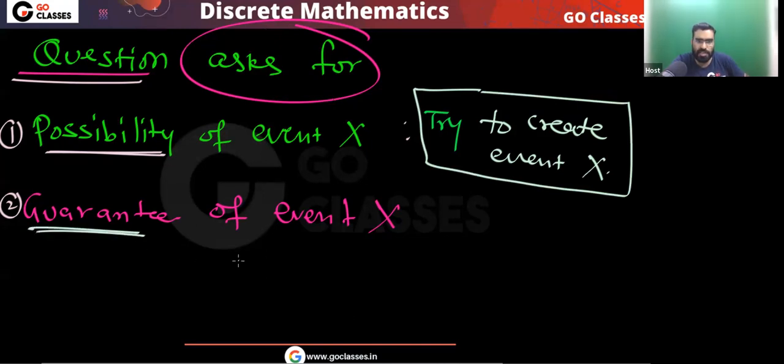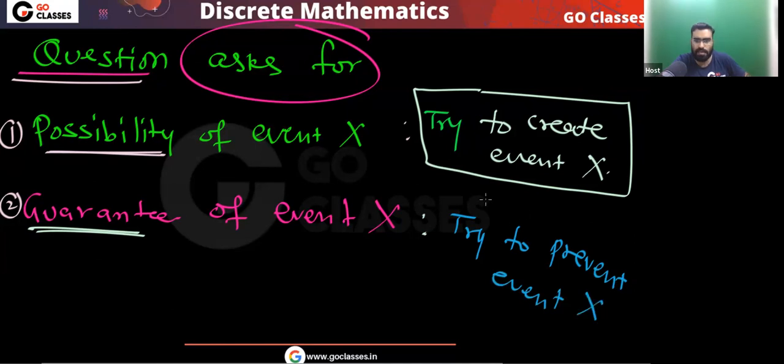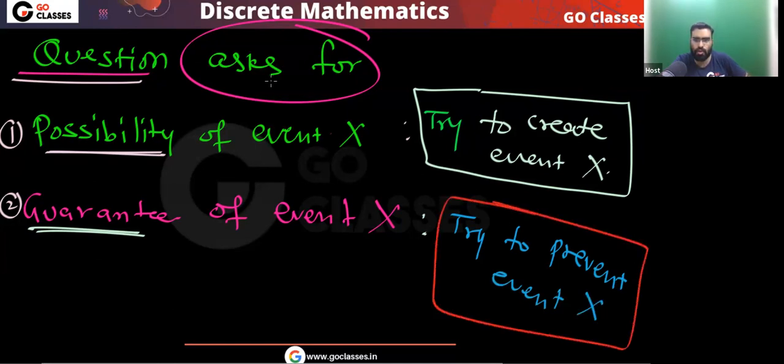And if the question is saying, can you guarantee that event X will definitely happen? Then what you will do? Then you will try to prevent event X. So simple. In this situation, you will try to prevent event X. Very simple. Agree or not?